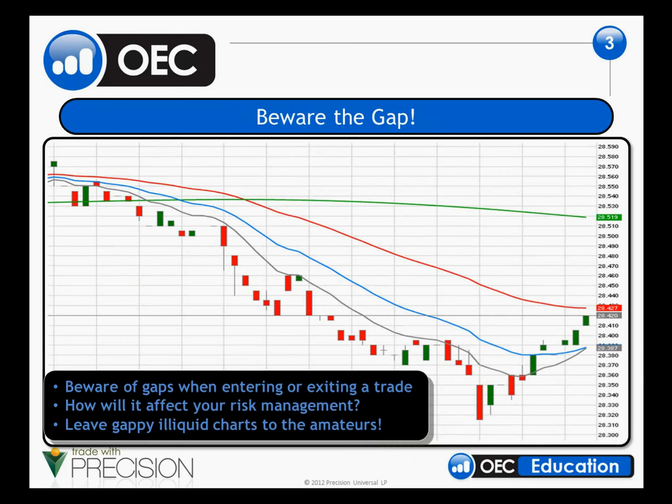Now, we've talked about this in most of the webinars, looking for gaps in the price action. Even though the trend and momentum look good here, the gaps in price are immediately noticeable, and that should be an automatic no trade for you.